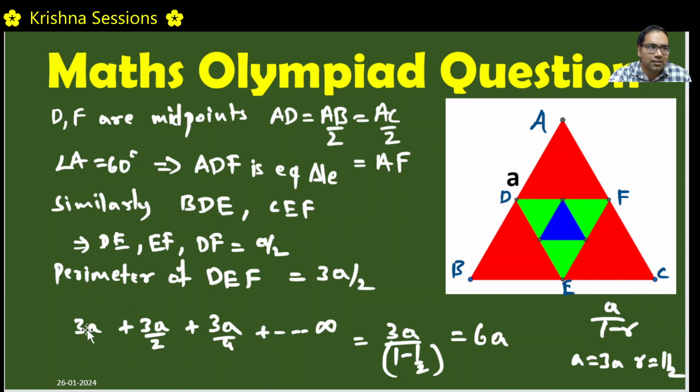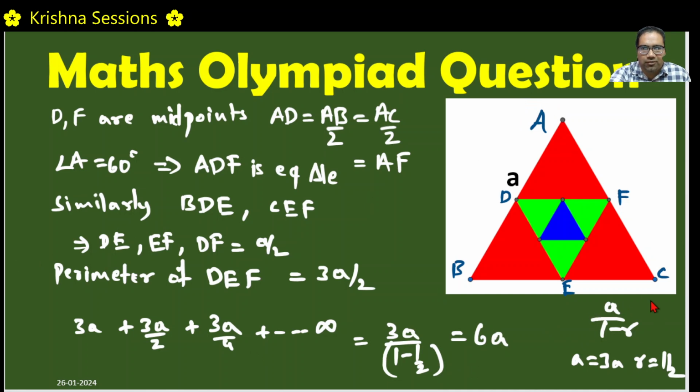What is a here? a is 3A. And what is r here? The second term by the first term is half. The third term by the second term is also half. Every term is being multiplied by half to get the next term. So a is equal to 3A and the ratio is half. So 3A by 1 minus half, which is 6A. So the sum of perimeters is actually 6A only. This is a beautiful problem.